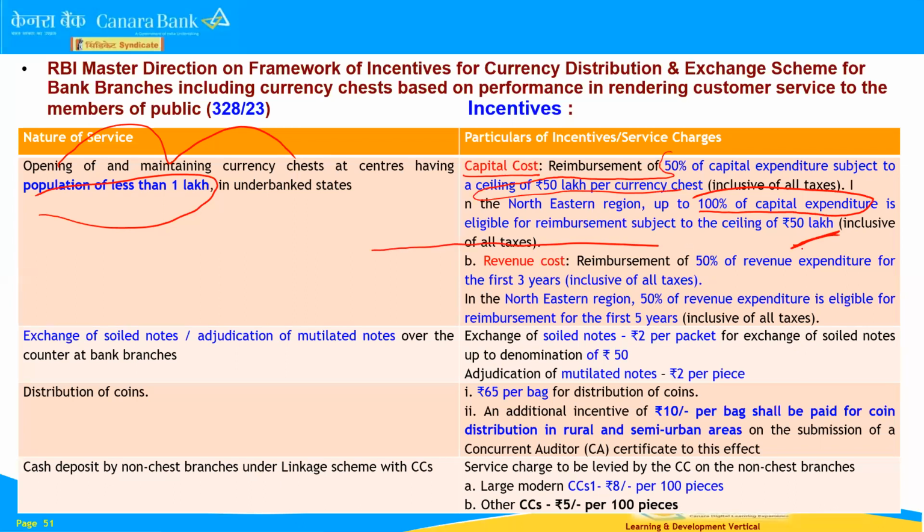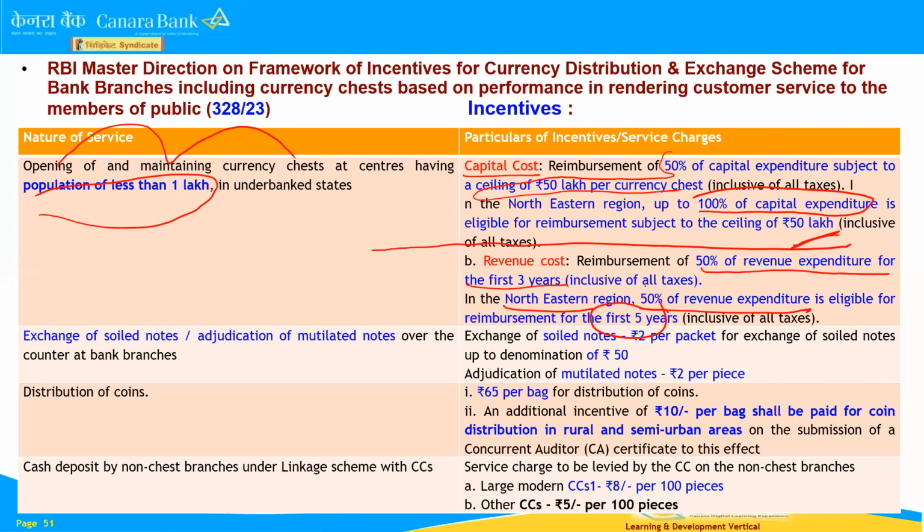Then revenue cost. Once the chest is opened, revenue cost will be incurred. That also RBI said 50% of revenue expenditure for the first 3 years only. Even if your chest will be there for 100 years, RBI will not reimburse beyond that. Only for 3 years, 50% of the revenue expenditure will be reimbursed. But for the Northeast region, again concession: same 50%, but for 5 years. That is the difference. I hope I am clear.